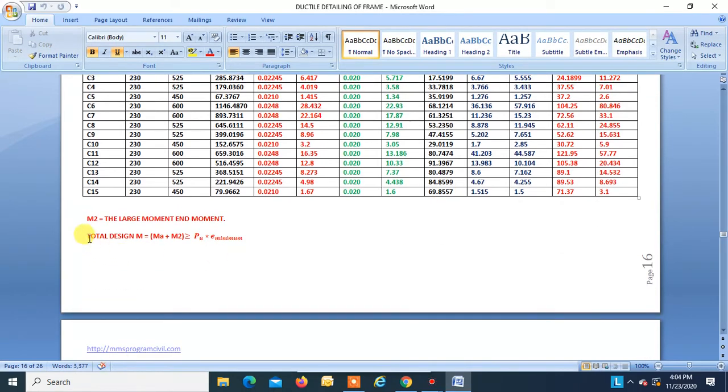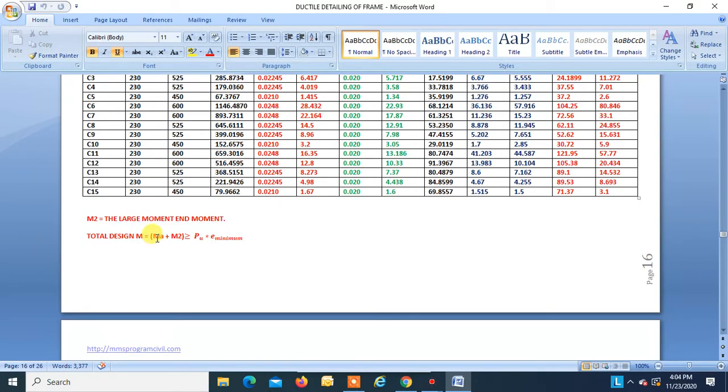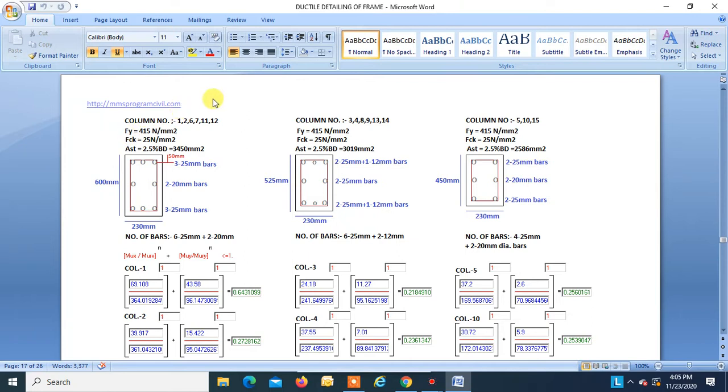Okay, now the total design moment M, which we find over here, has to be equal to MA plus MA2, which we have done, and this should be greater than PU into E minimum. Okay, minimum, this should be greater than the minimum moment, right? Okay, now column number 1, 2, 6, 7, 11 and 12.